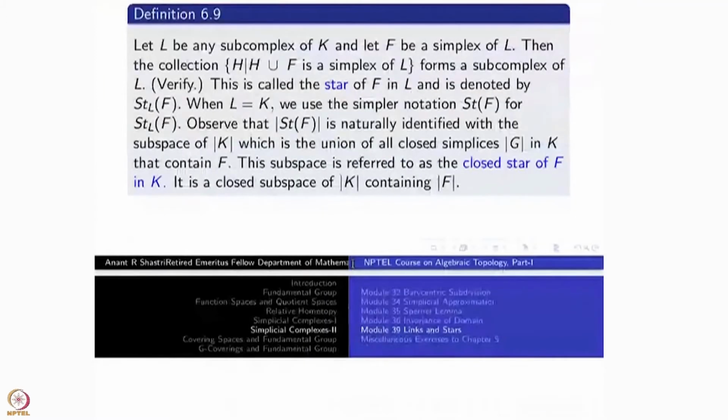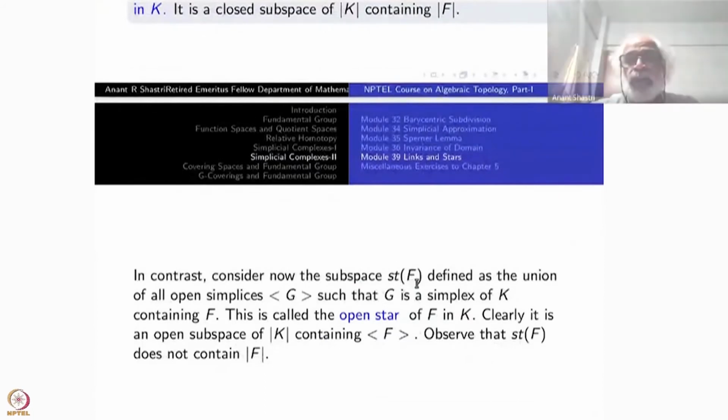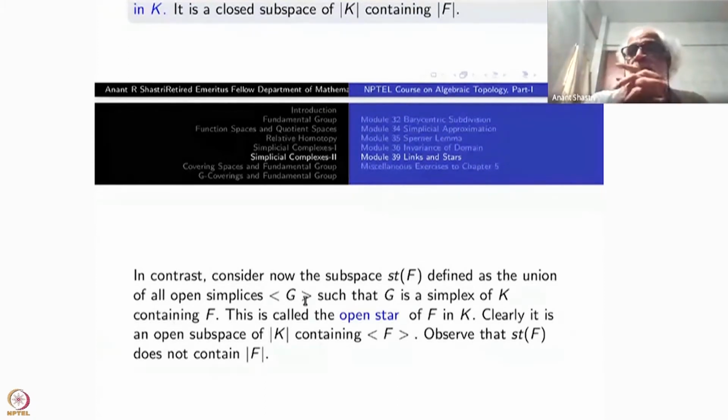In contrast, there is a, you see, this is capital ST, here small st. Small st of F is defined as the union of all open simplexes G open, such that G is a simplex of K containing F. This is called the open star of F in K. Clearly, this is an open subspace of mod K because you have taken all open subsets larger than that also. So it will be an open subspace of mod K and it contains this open F.